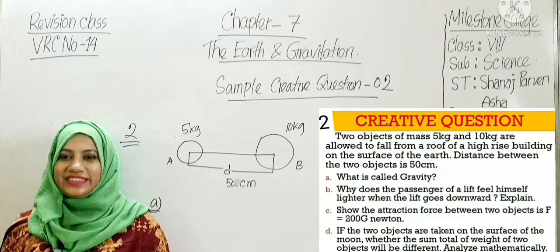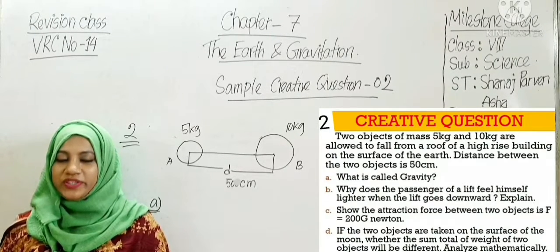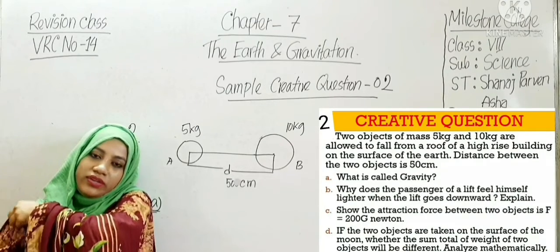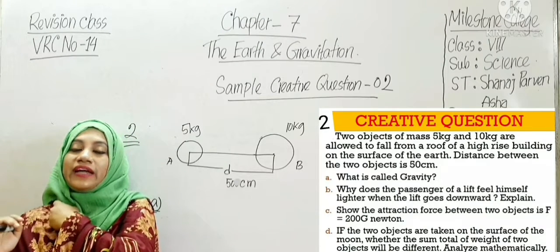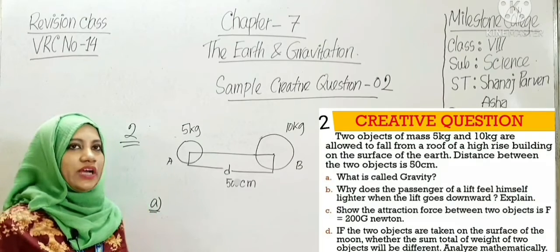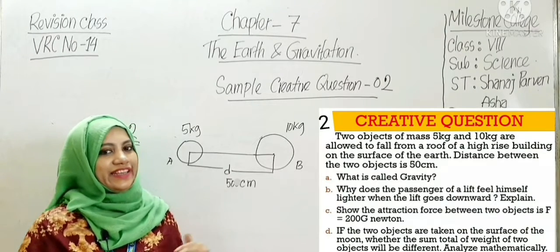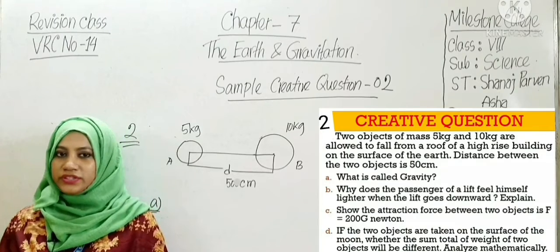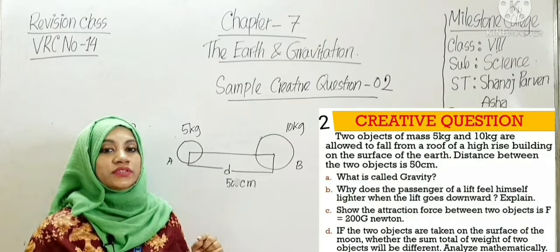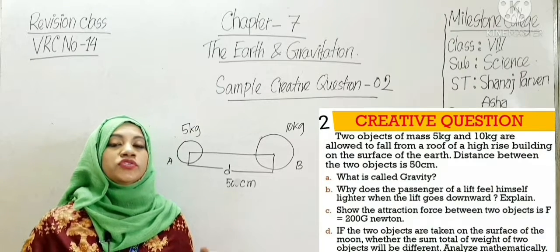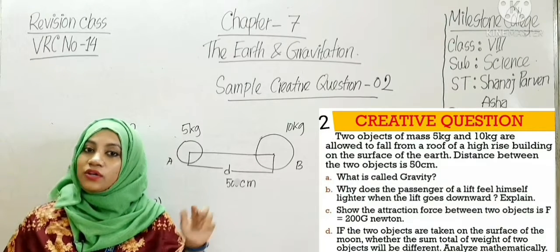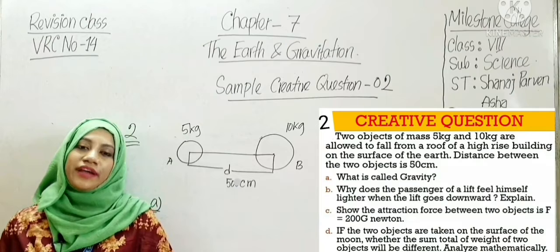Yes. What is gravity? The attraction force between the earth and any other object due to earth is called gravity. Only this definition, no other thing. And the definition should be a complete one, not incomplete. If you write "attraction force between earth and any other object is called gravity," I will not accept. Why? Because the attraction force is due to earth. You have to mention this one. So the attraction force between earth and any other object due to earth on it is called gravity.